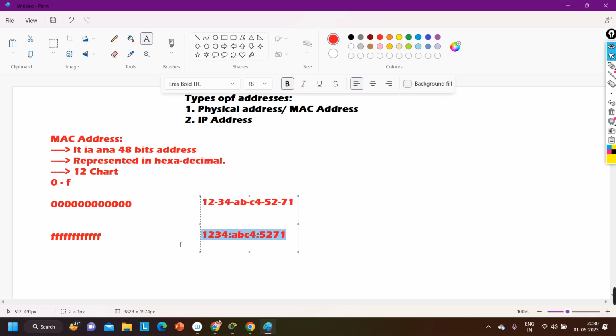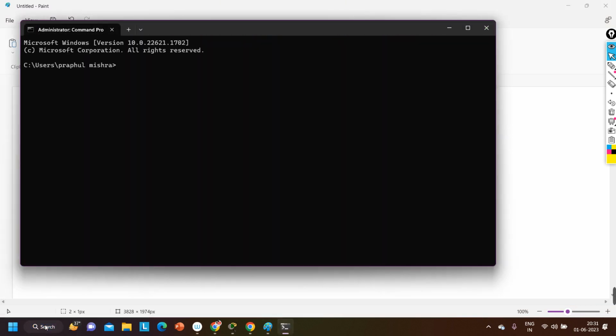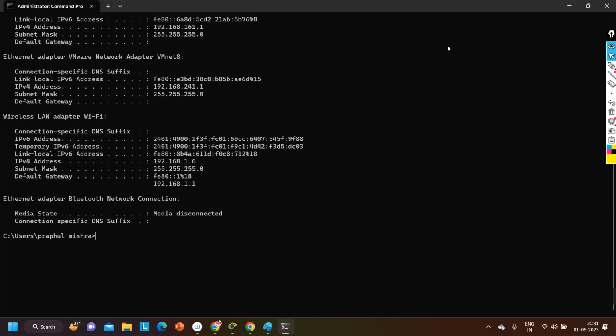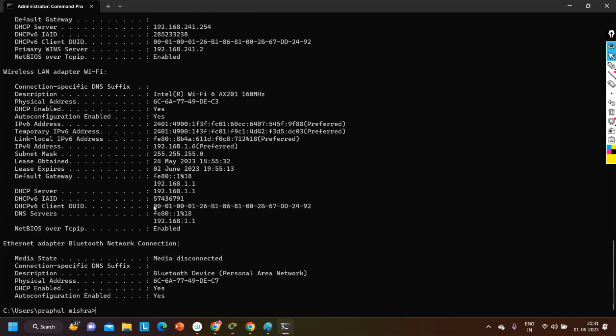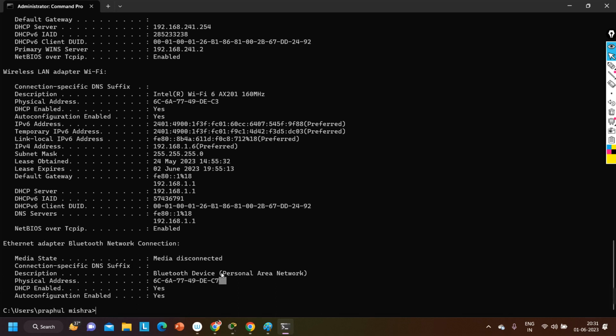In both MAC addresses there are 12 characters. This is how the Windows operating system represents MAC address, and this is how Cisco represents its MAC address. If I show you the MAC address of the Windows operating system, CMD, ipconfig /all. See the MAC address representation. Are you able to see, guys? Here is the MAC address. After 2 characters they are using what?